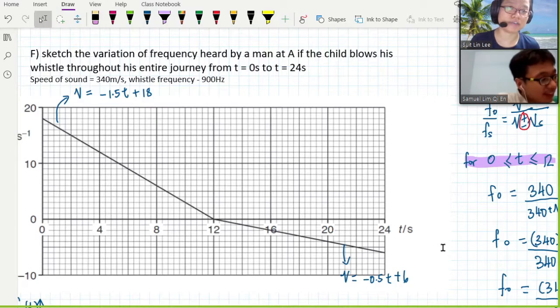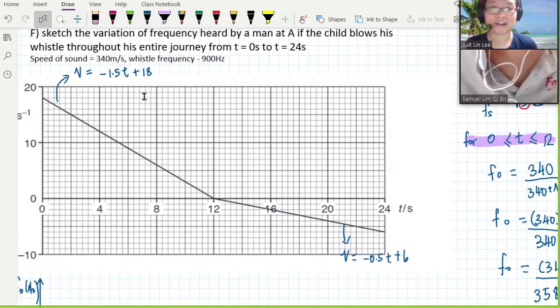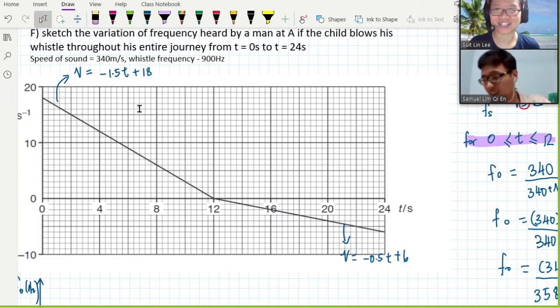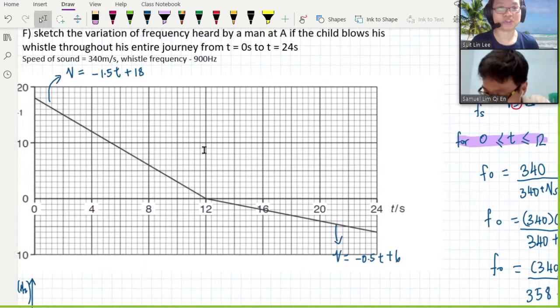Of course, if you're at this point, you're kind of curious about the maths. So I am actually substituting a function, and this function is the equation of a straight line. You get negative 1.5t plus 18 derived for the equation of this straight line, and this straight line is negative 0.5t plus 6. You don't know how to find the equation of a straight line? I guess DM me. I just want to keep the video pretty brief.